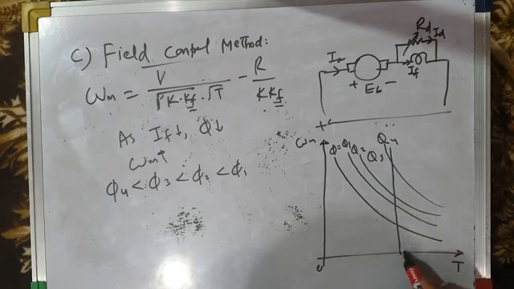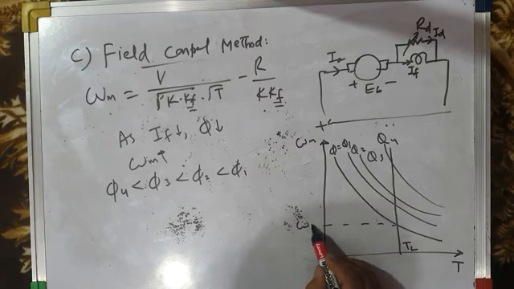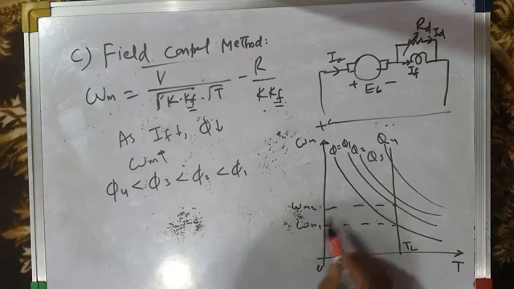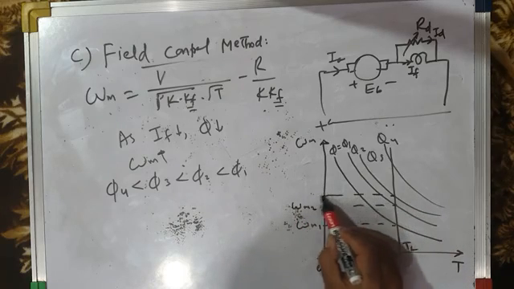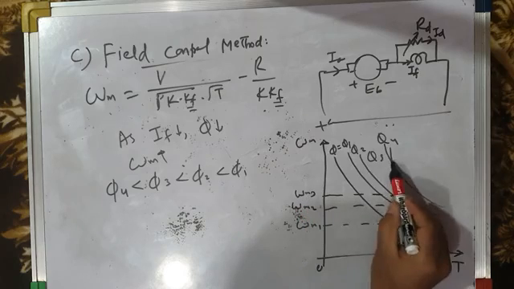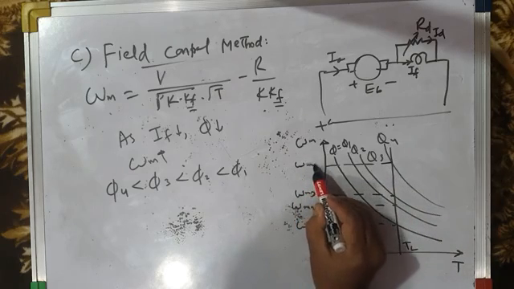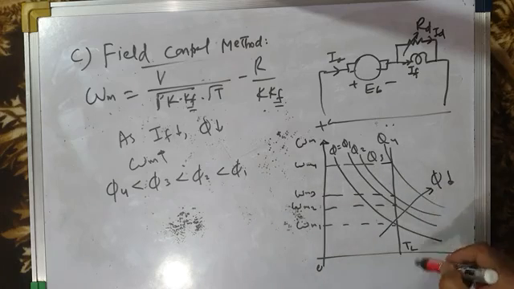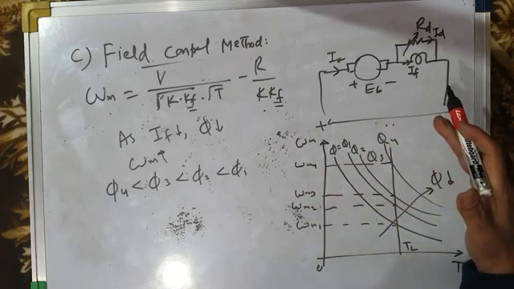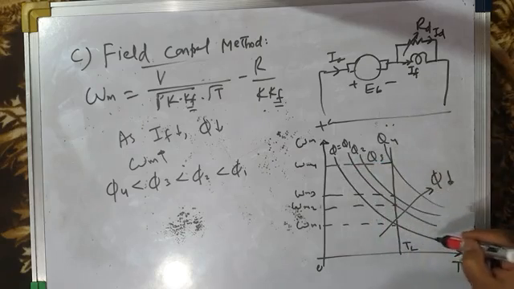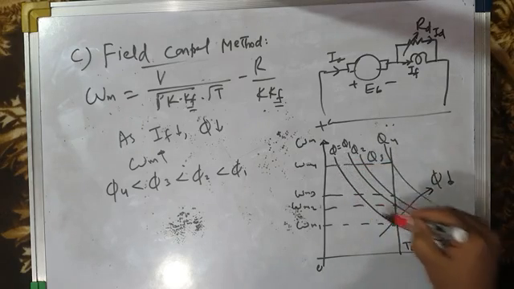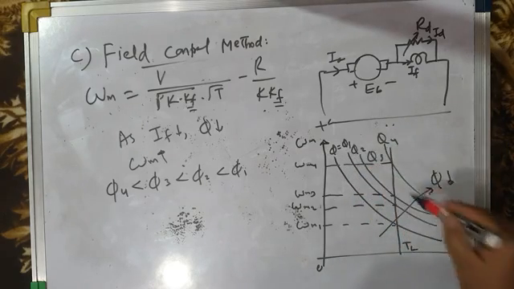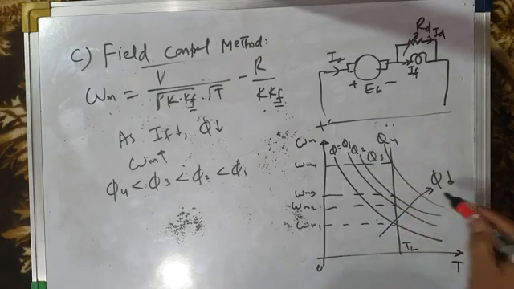And if this is the load torque TL, for phi equal to phi 1, the speed is omega m1. For phi equal to phi 2, the speed is omega m2, which is greater than omega m1. Then this is omega m3 and this is omega m4. So in this direction, you are reducing the flux. As flux is reduced, speed increases and you get speeds above base speed. This may be the torque speed characteristic corresponding to base speed. This is more than base speed.